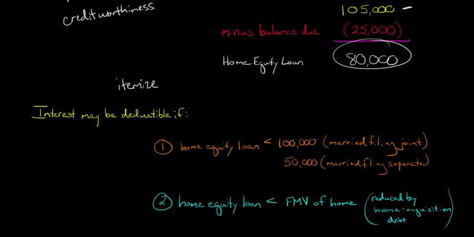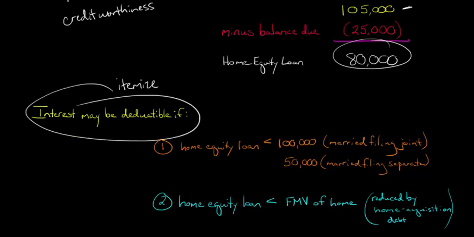The interest on that could be tax deductible, and if you're married filing separately, then it would be a cap of $50,000. And then another restriction the IRS has is that the home equity loan has to be less than the fair market value of the home after reducing the fair market value by the home acquisition debt. Home acquisition debt, they're just talking about the first mortgage that you took out, right? So you deduct that from the fair market value of the home, and then the home equity loan needs to be less than that in order for the interest on it to be deductible.